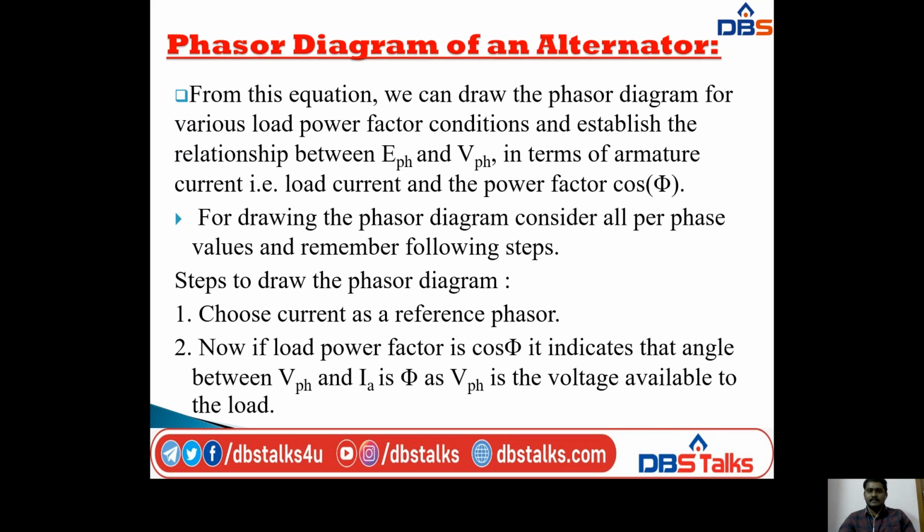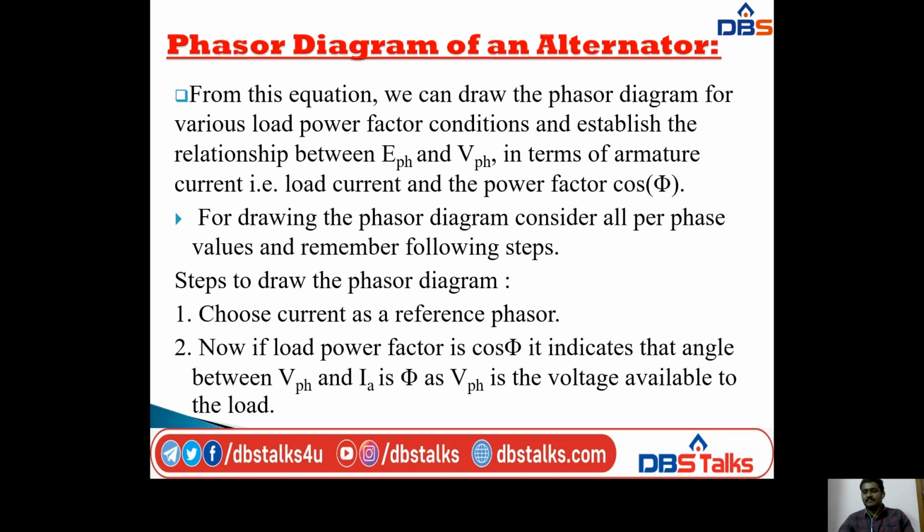And next, coming to the main topic, that is the phasor diagram of an alternator. From the equation E phase is equal to V phase plus IA RA plus IA XS, we can draw the phasor diagram for various load power factor conditions, and establish the relationship between E phase and V phase.